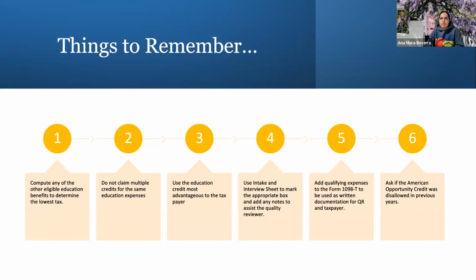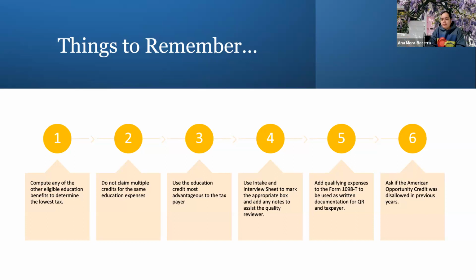I was going to add something with added expenses. I always remember that there could be expenses that are not on the tuition. Students who study abroad have additional fees they have to pay, and every student who studies abroad has to pay for those, and they're pretty substantial. So always try to ask for a copy of their statement, and then we can add them to the 1098-T.